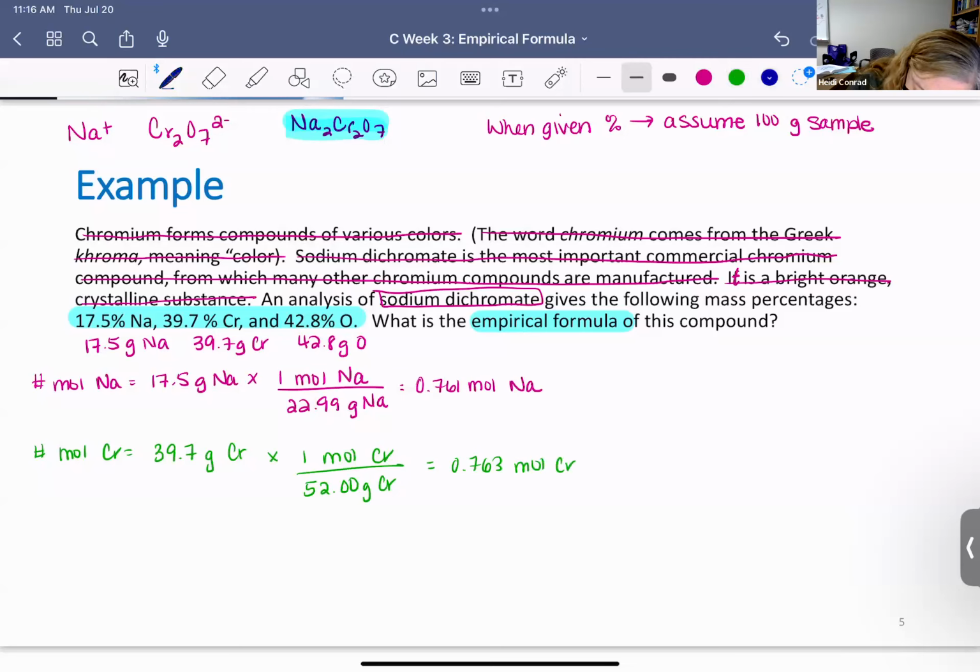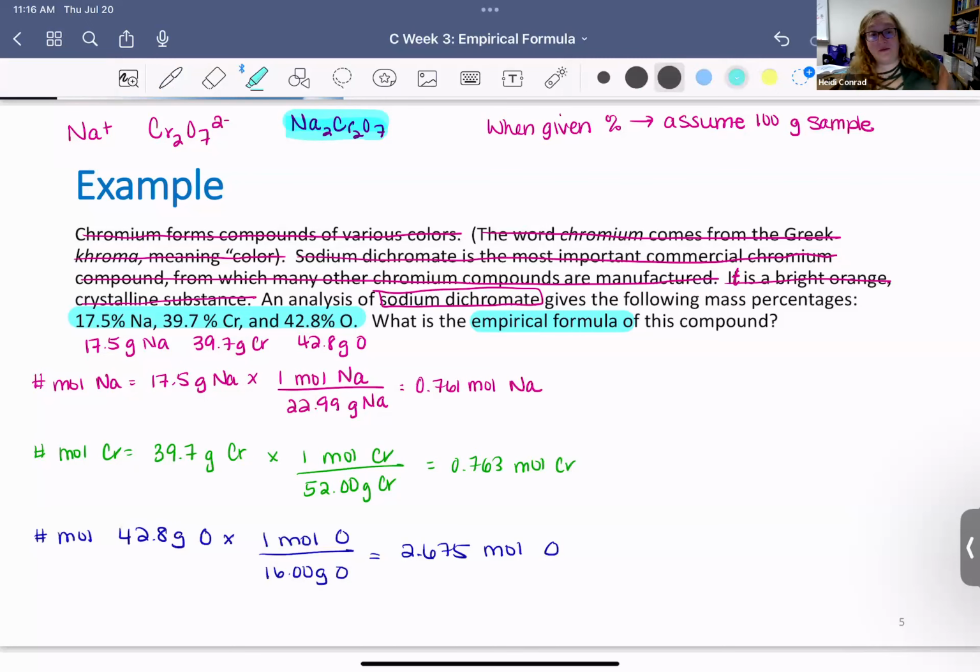And my oxygen, again, 42.8%. If I assume I have 100 grams, then I have 42.8 grams of oxygen. 1 mole of oxygen weighs 16 grams. And this gives me 2.675 moles of oxygen.